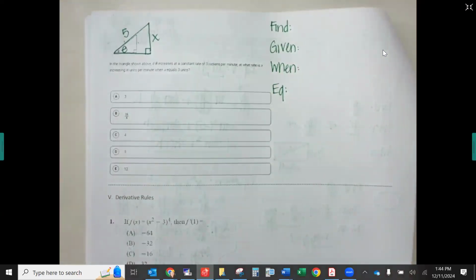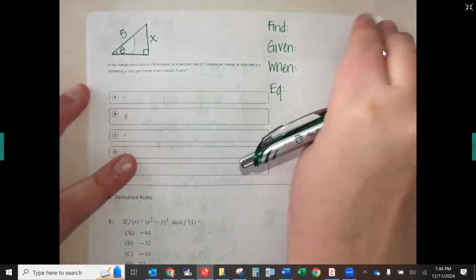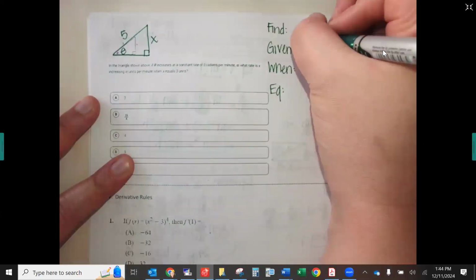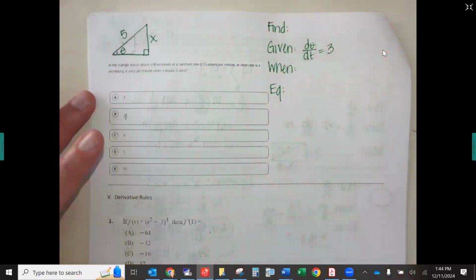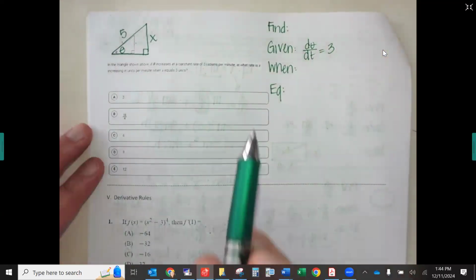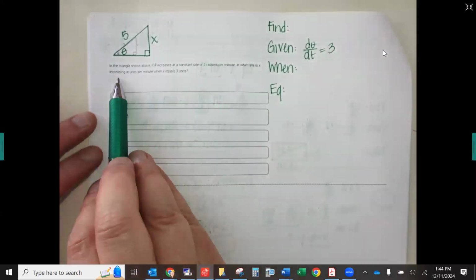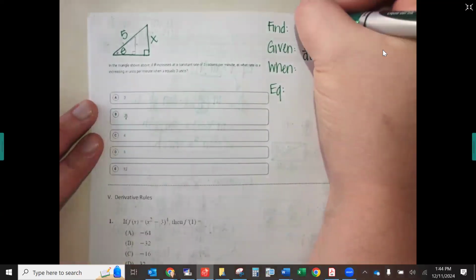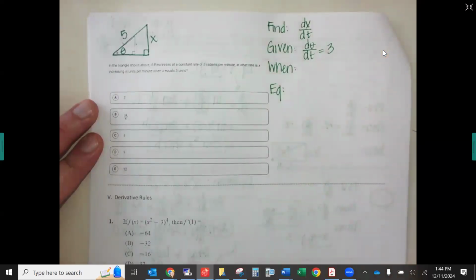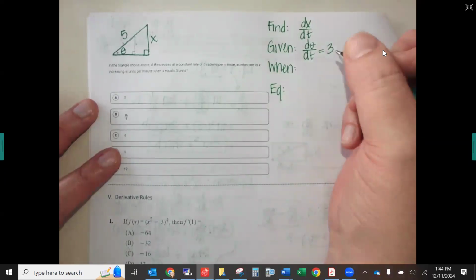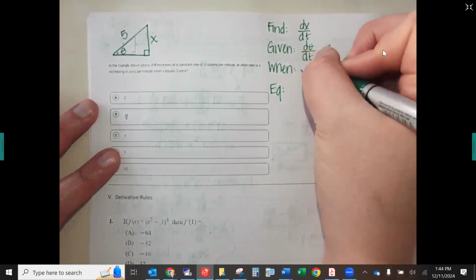It says, in the triangle shown above, if theta increases at a constant rate of 3 radians per minute, what did they just give you? D theta dt, and it's equal to what? 3. Okay, then it says, at what rate is x increasing? So what are we finding? Dx dt, very good. Okay, then it says, when x equals 3 units.